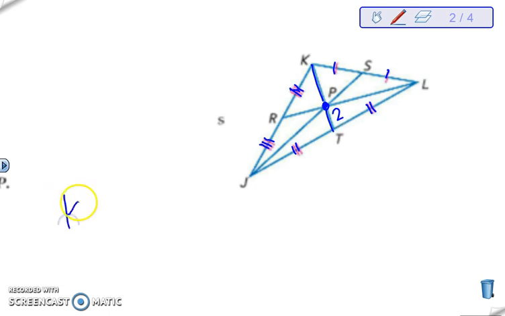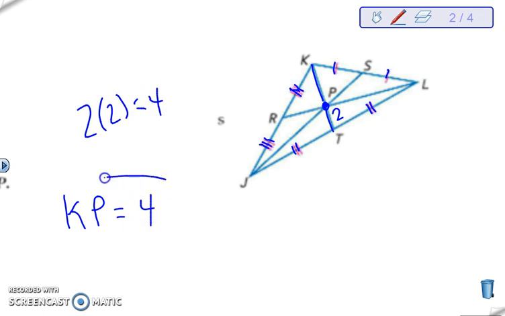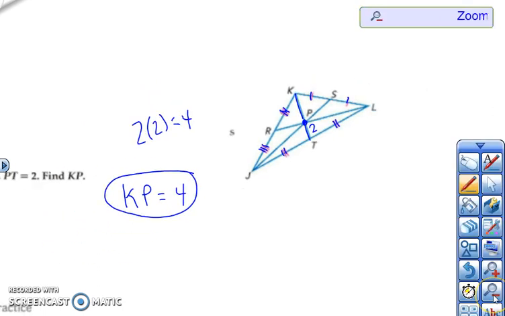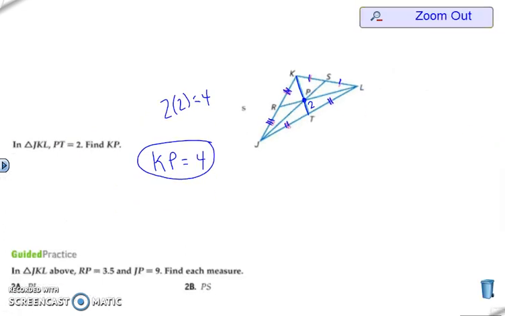So K to P is going to be twice as big as P to T. Well, if I take 2 and double it, it gets me 4. So KP is 4. And that's all there is to it. So for 2A and 2B, again, use the same picture, fill in the sides you know, and figure out the pieces that they're asking for.